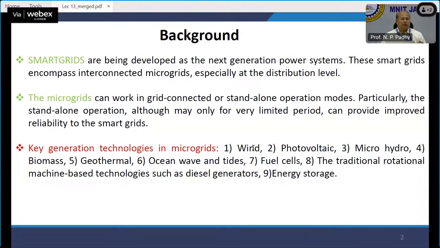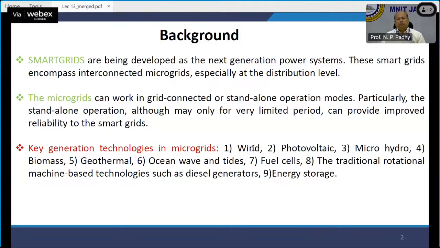So we talked about topologies, we talked about a basic pilot, but today we are talking about a real microgrid, and there is not one, but multiple microgrids in place. The microgrid can work in grid-connected or standalone operation modes. Particularly the standalone operation, although possibly only for a very limited period, can provide improved reliability to the smart grid.